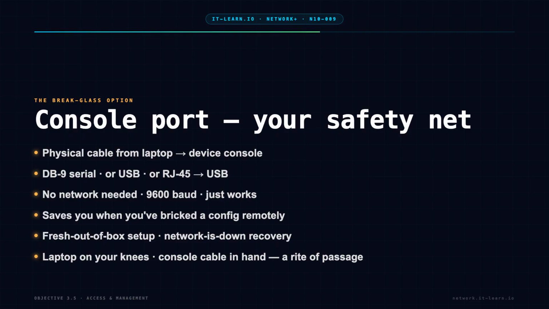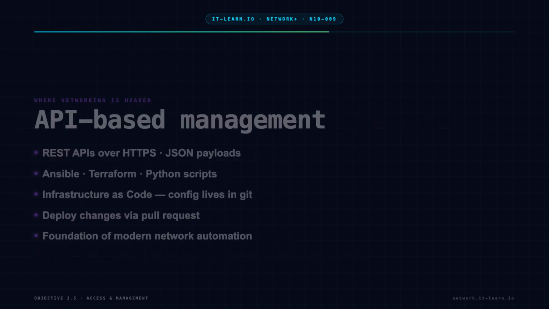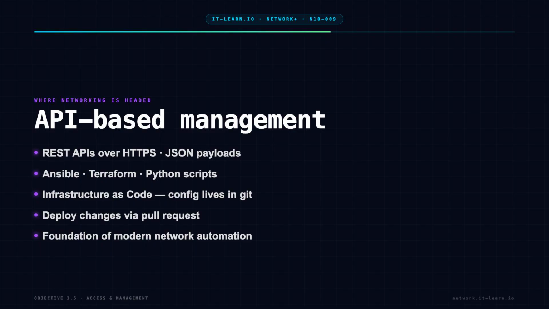API-based management is where modern networking is headed. REST APIs over HTTPS, JSON payloads, programmatic configuration. Instead of clicking through a GUI or typing CLI commands, you're writing scripts or using tools like Ansible, Terraform, or Python to configure devices at scale. This is the foundation of infrastructure as code. Your entire network configuration lives in a Git repository, and deploying changes is a pull request. It's the future, and it's already here.